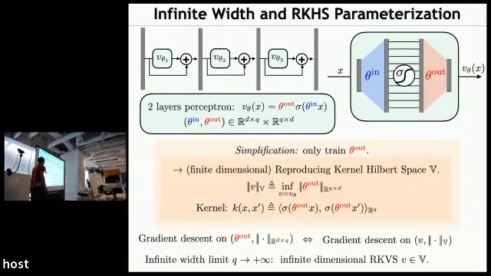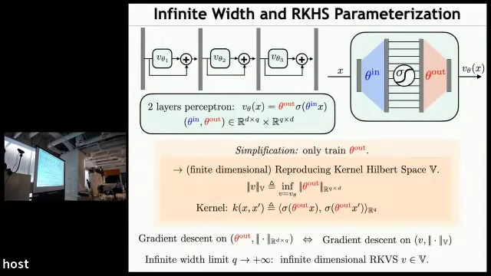So just to recap, when you do gradient descent in the ResNet, but you only train the outer weight, it is exactly equivalent, it's just a reformulation, of doing a gradient descent in an RKHS space of deformation. All right, this is just one-to-one, it's just a nice mathematical way to rewrite the same thing.